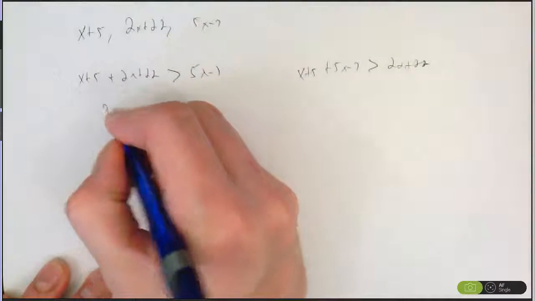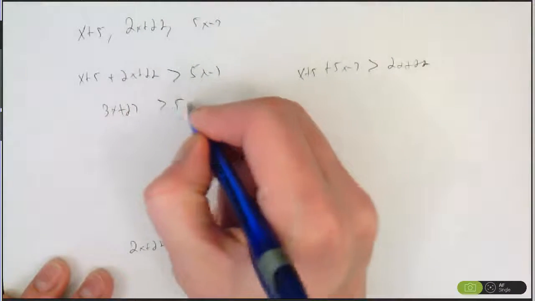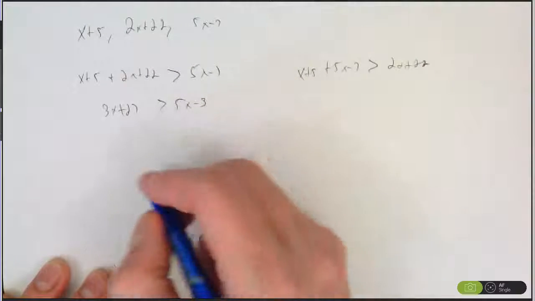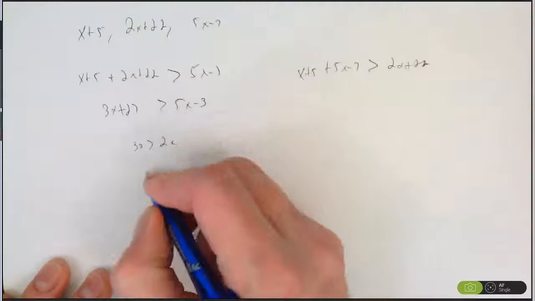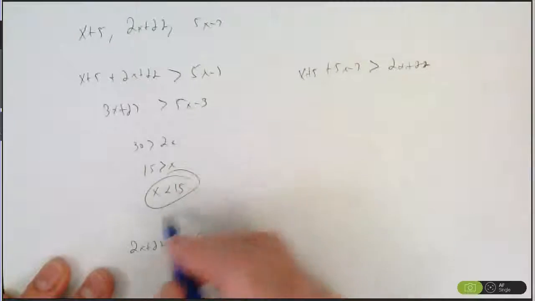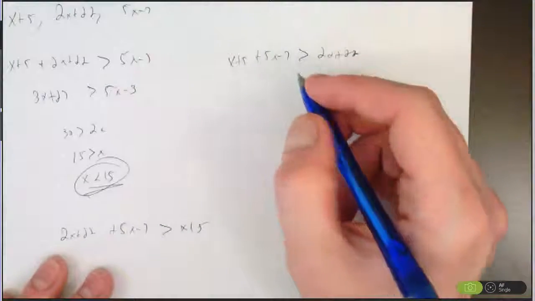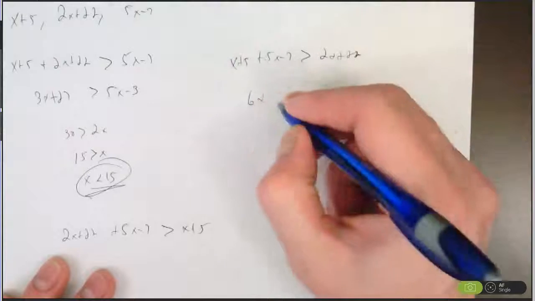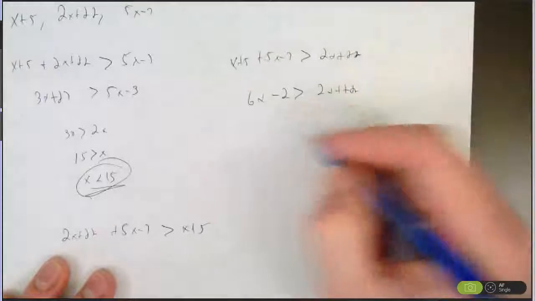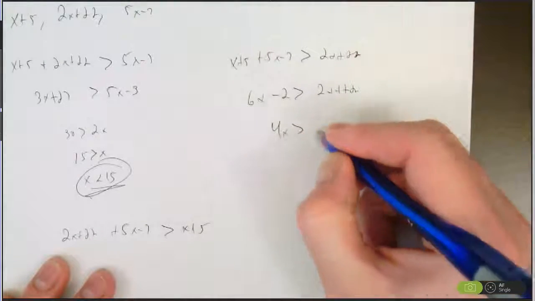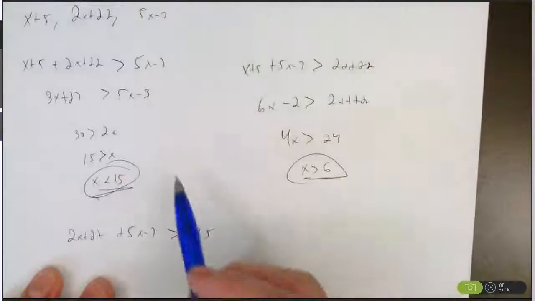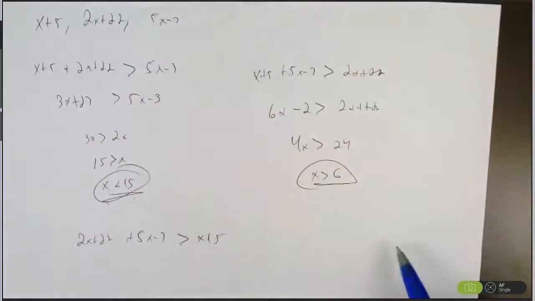So now solve them. 3x plus 27 is greater than 5x minus 7. Subtract 3x, add 7: 34 is greater than 2x... so x is less than 17. Okay, that's one stipulation. Over here, x plus 5x is 6x, minus 2, is greater than 2x plus 22. Subtract 2x, add 2: 4x is greater than 24, so x is greater than 6. Right now that means x is between 6 and 15.